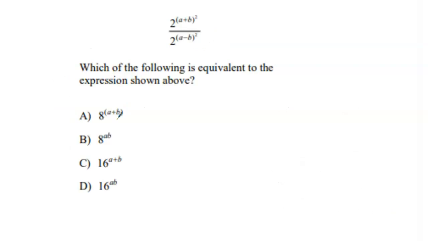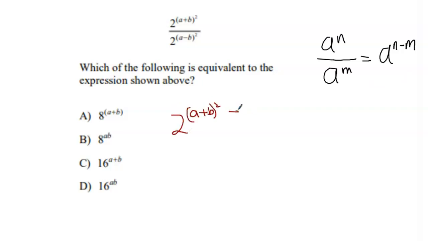All of these are exponents. We're looking at the hard exponent question. So we are using the law of exponents. If we have a to the n divided by a to the m, it's just a to the n minus m. You take the base and then the numerator power minus the denominator power. So we are going to apply the same thing here. So here is going to be a plus b all squared minus this one here, all squared.